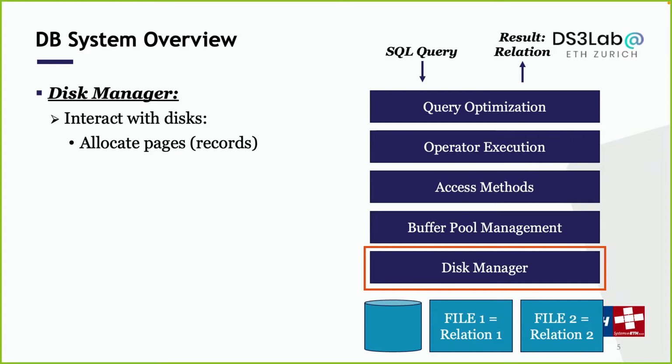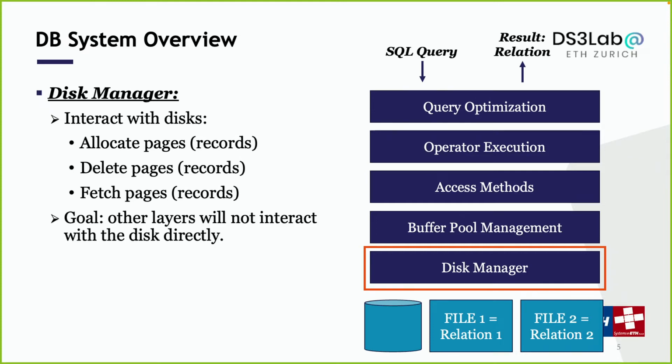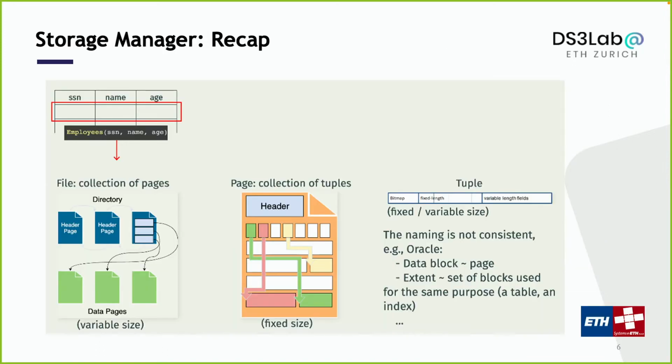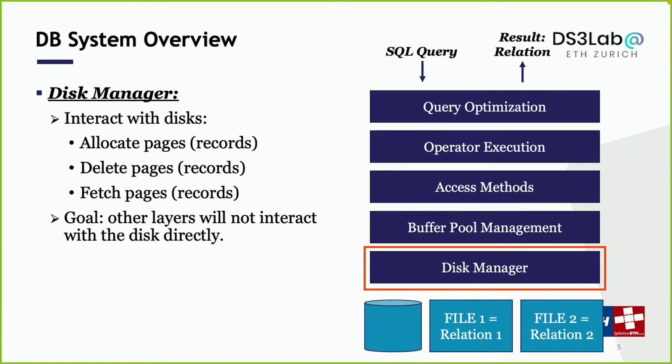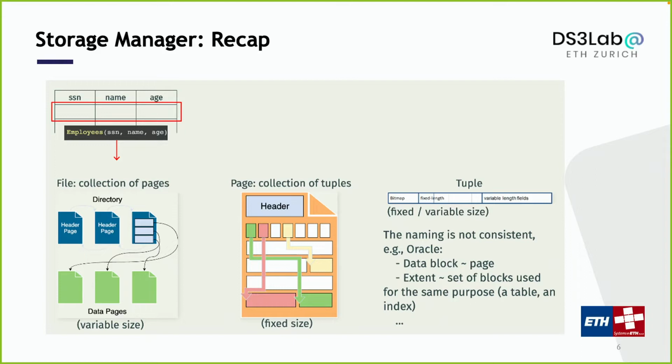It's allocate pages, delete pages, find the record, all those types of things, right? So the goal is that all the other layers above it will not interact with your hard drive, with your disk directly. So that's the goal. To make that happen, there are multiple things that we are curious about. That is, given a single relation on the left-hand side, how can we organize it as a file, which is a collection of pages?